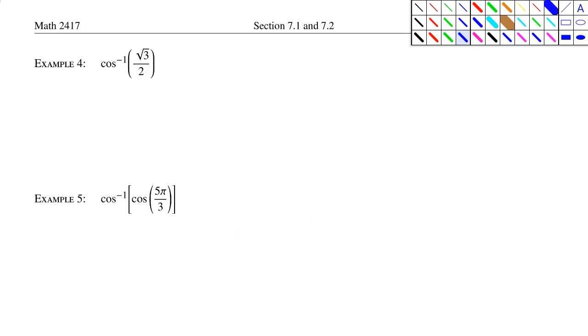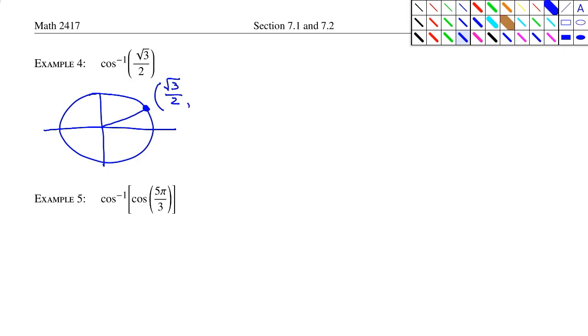Example 4. Find the arc cosine of root 3 over 2. Well, let's take a look at the unit circle. We're looking for the angle whose cosine is root 3 over 2. We know that cosine is the x value. So there is this point on the unit circle where the x value is root 3 over 2. The y value is 1/2, although that's not as important at this point.